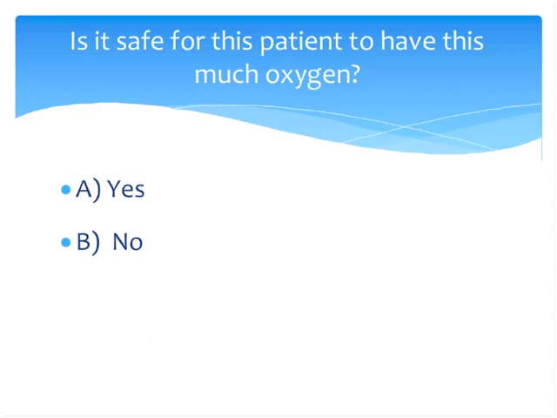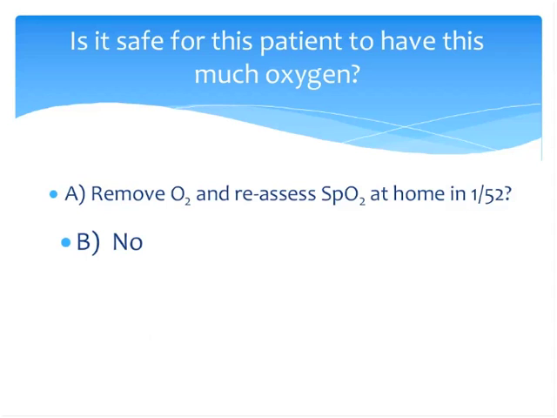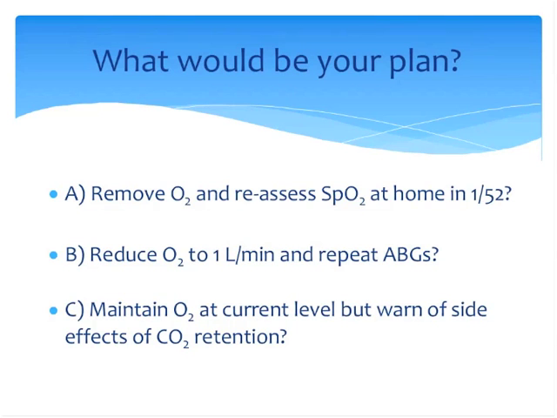Okay, so I'm glad we're getting some agreement on this issue. Okay, so again, based on that answer, what would you do? Would you remove the oxygen and reassess the saturations at home in a week? Would you reduce the oxygen to 1 litre and repeat your ABGs? Or would you maintain the oxygen at the current level but warn them of the side effects of CO2 retention? Again, if you pop in your answer.